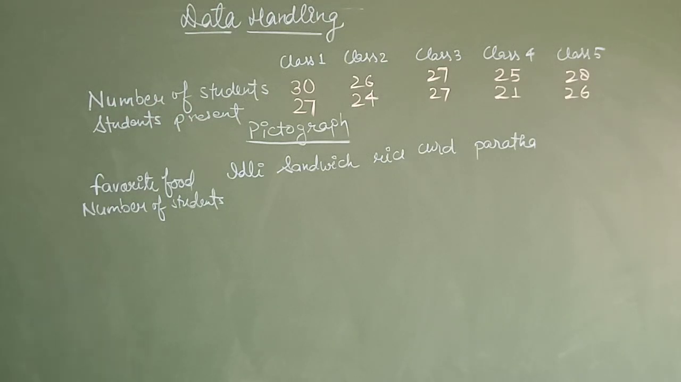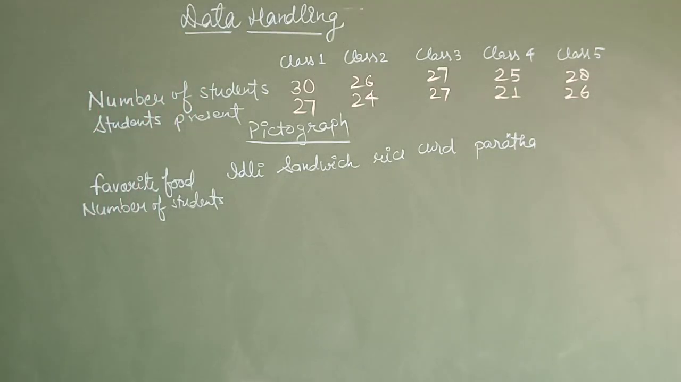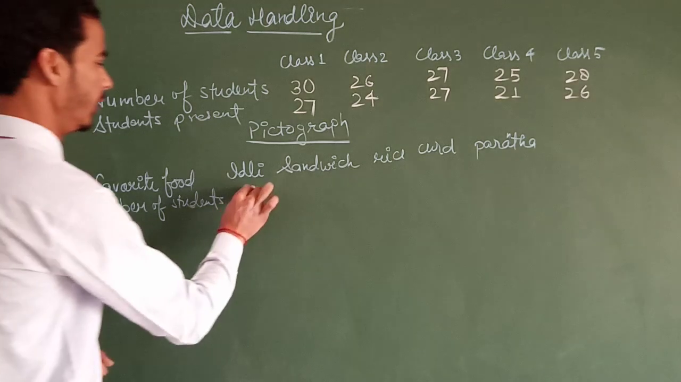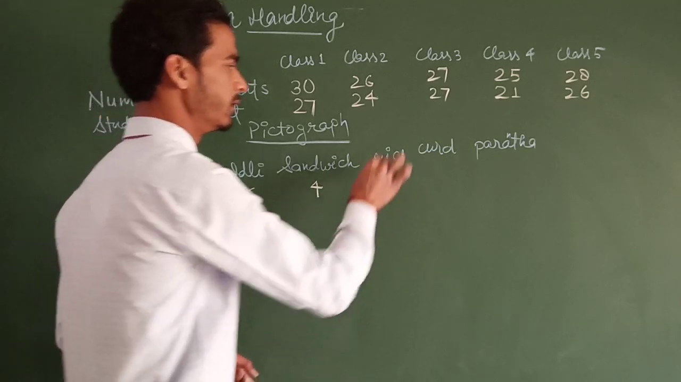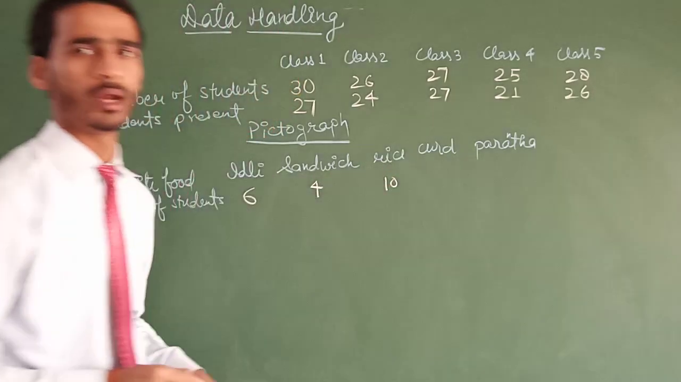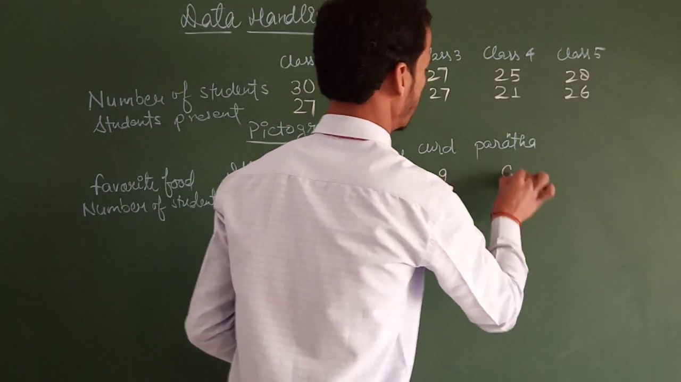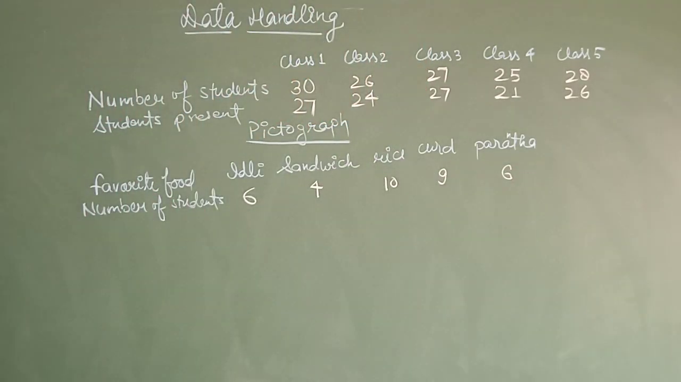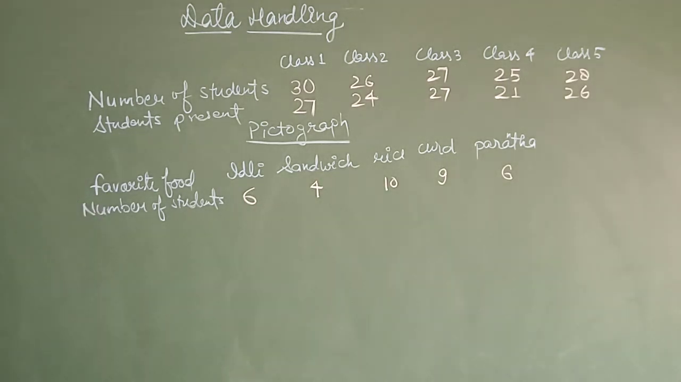Now we have to find how many students there are for each type of food. In idli there are 6 students, in sandwich there are 4 students, in rice there are 10 students, in curd there are 9 students and in paratha there are 6 students. Now we have to read a pictograph, and this data can be shown by the following pictograph.